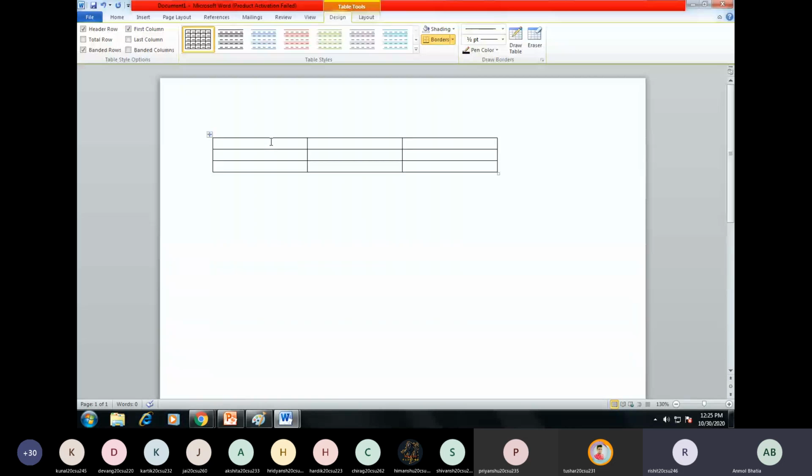We'll write the name of the point. Name of the point. You will write the position and you will write the quadrant. Okay?